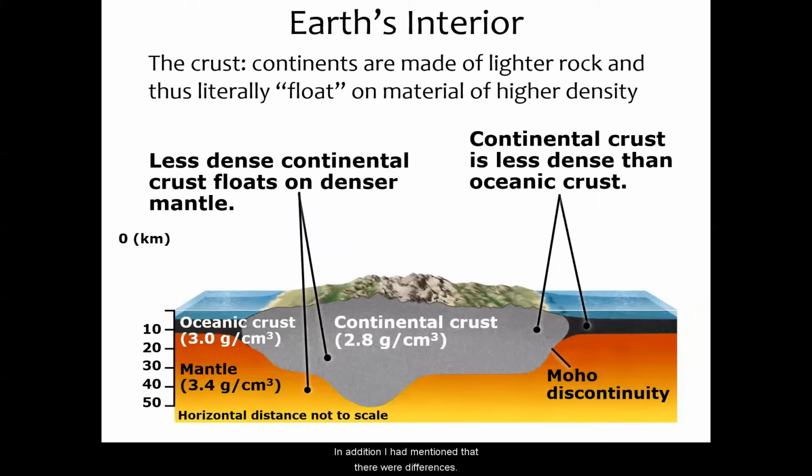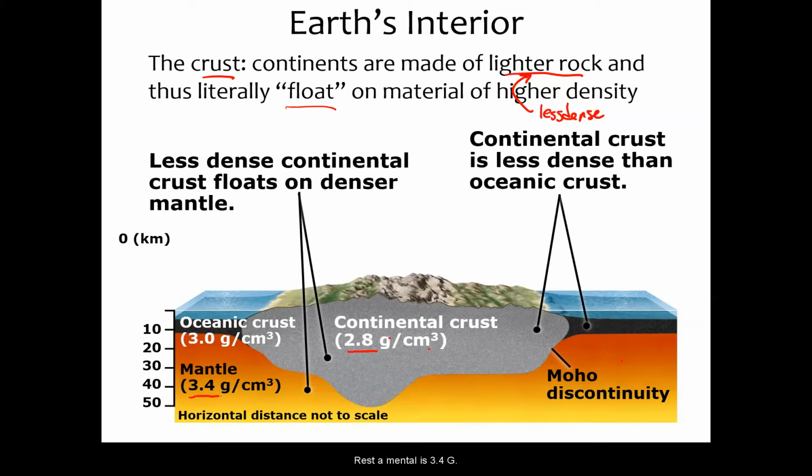In addition, I had mentioned that there were differences in pieces of the crust, that certain types of crust are different than other types of crust. So when we talk about the crust, remember we're talking about silicate rocks mostly, but the continental crust is made of lighter, less dense rocks. And they literally float on material of higher density. They float on top of the upper mantle. So the continental crust here is 2.8 grams per cubic centimeter.